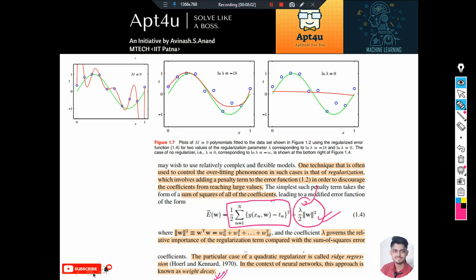Now focus on this lambda, which gives the relative importance of this penalty term with respect to the error function, right? Now we will try to modify this lambda, increasing and decreasing it, and we will see how the overfitting is being controlled by increasing or decreasing the value of lambda.